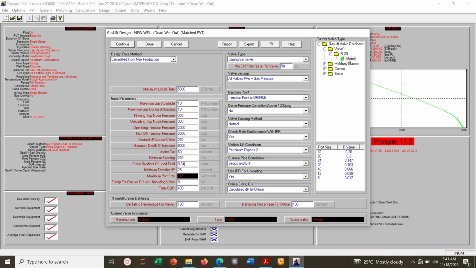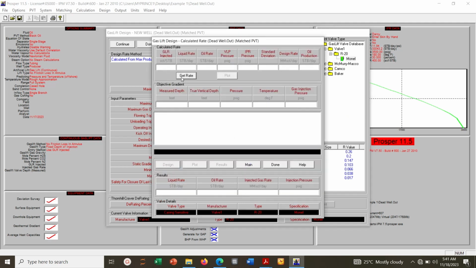Then we choose gas lift model, and then click continue. Get rate. Click OK. Plot.